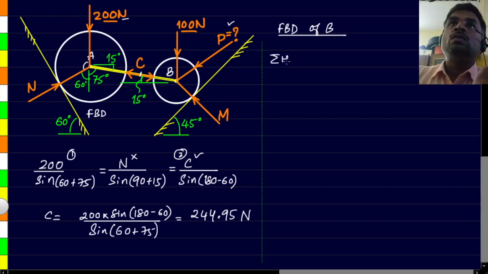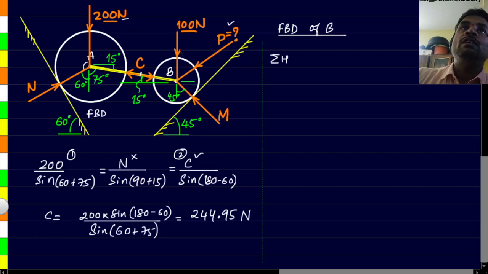So first let us go with sigma H. Before that, we will need the angle of all the inclined forces with either the vertical or the horizontal. The reaction M has an angle with the vertical of 45 degrees, and for the force P, the angle is already given in the question, that is 60 degrees, and that angle is with the vertical. Now that all the angles are known, let us find all the horizontal components.